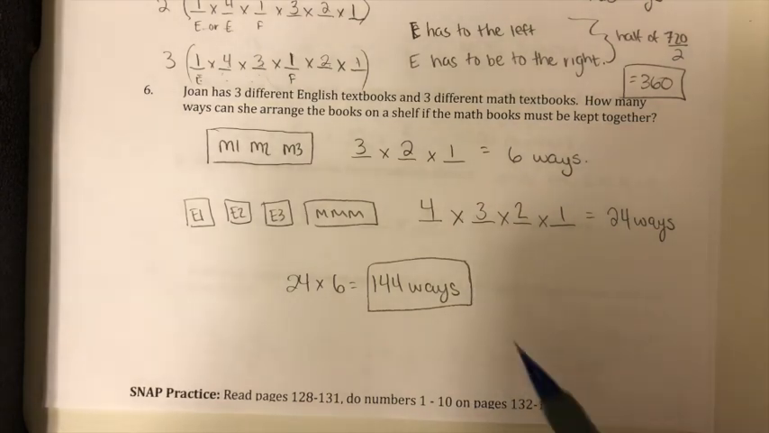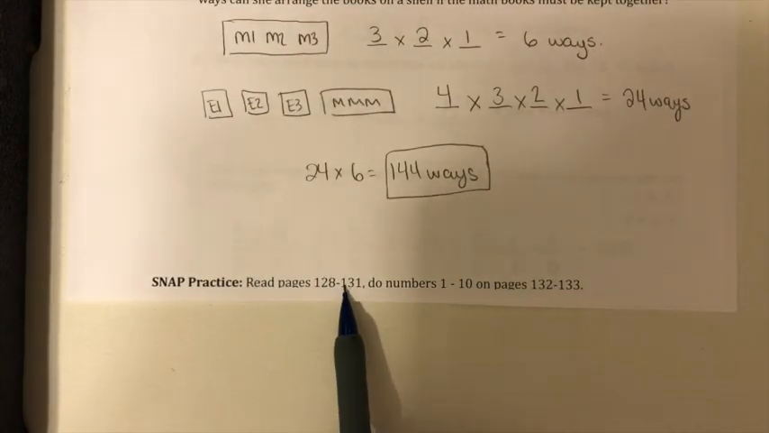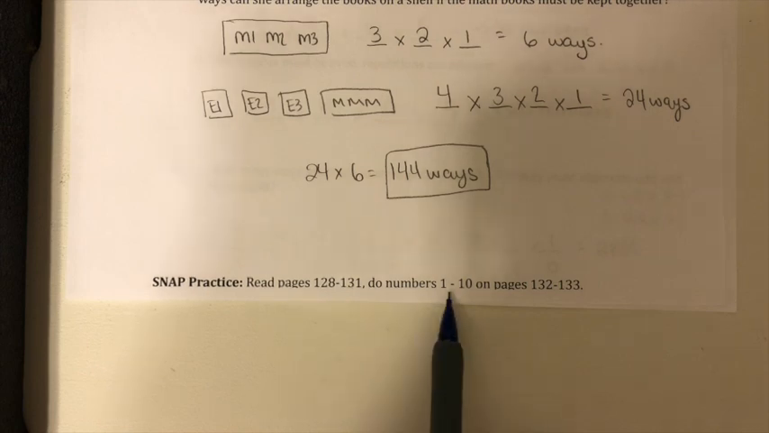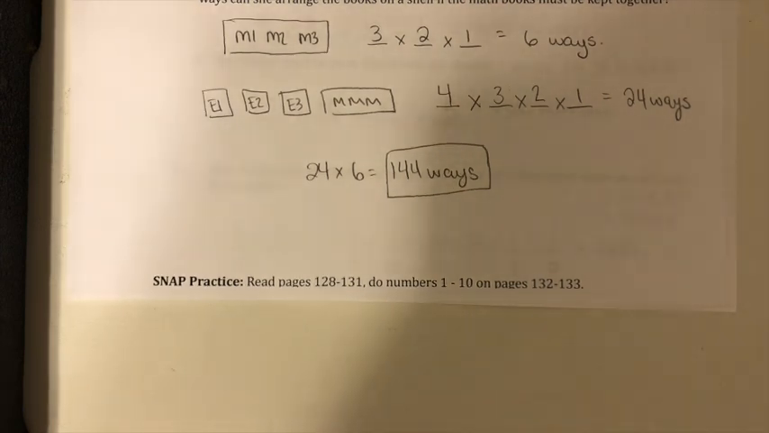Okay, for practice today, you guys can read these pages in the snap book. It's not super long, just some other examples for you guys to help wrap your heads around this, and then do numbers 1 to 10 on the following pages. Okay, if you have any questions, feel free to let me know.